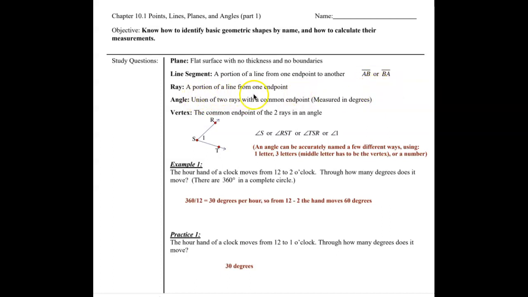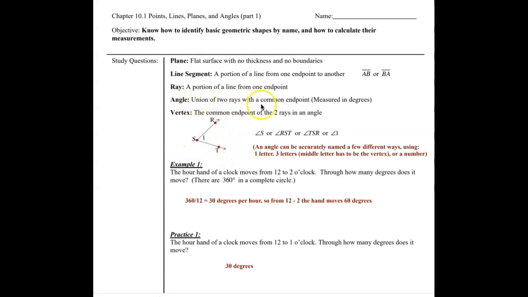A ray is a portion of a line from one endpoint. A line in geometric theory goes forever in both directions. So the segment stops, right? A segment has endpoints, the line goes forever. And a ray has one endpoint and goes forever in the other direction, kind of like here is ray SR and ray ST, and together they make an angle.